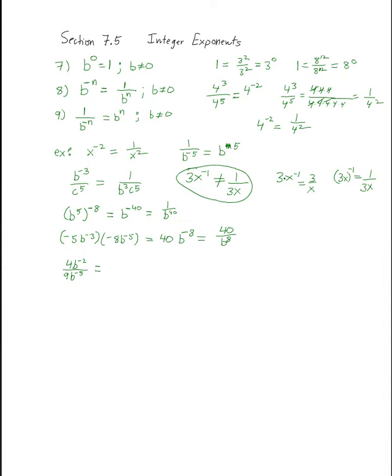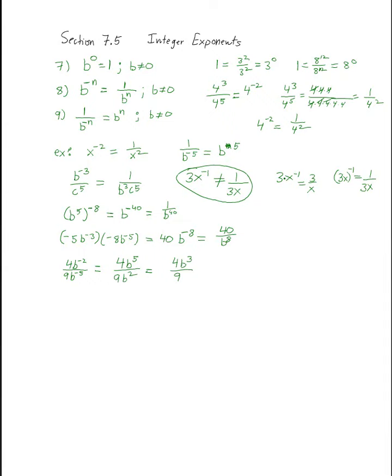Again, the 4 and the 9 don't move. The 4 and the 9 do not have powers on them, so I could write this as 4b to the 5th over 9b squared. I simply move the negative powers. Now, I go back to my rule in section 7.4, which tells me to subtract my powers. So that would be 4b cubed over 9.